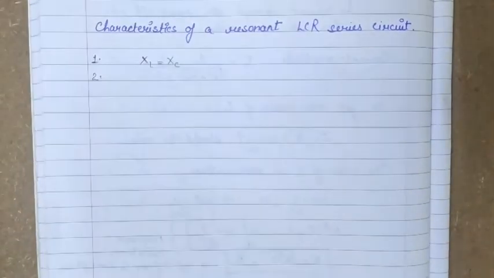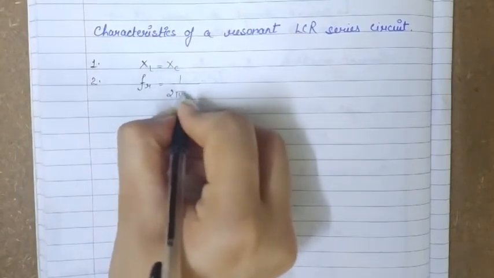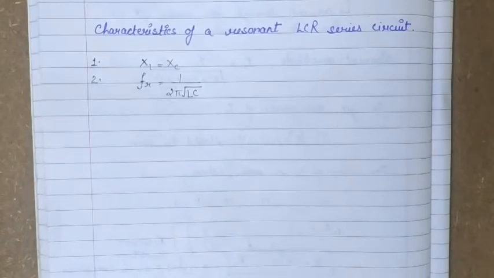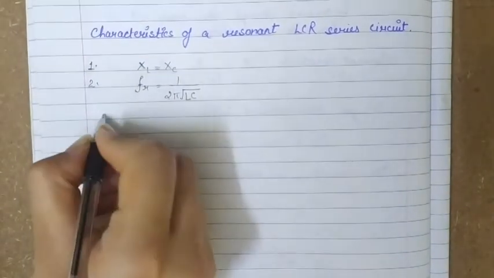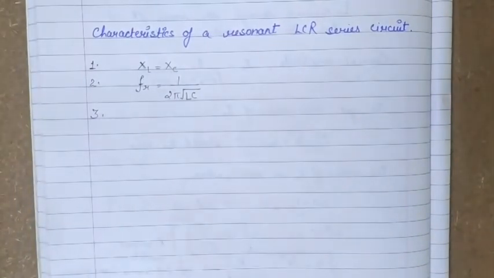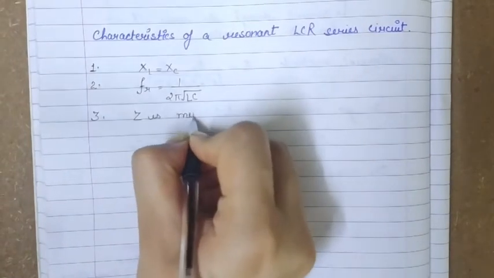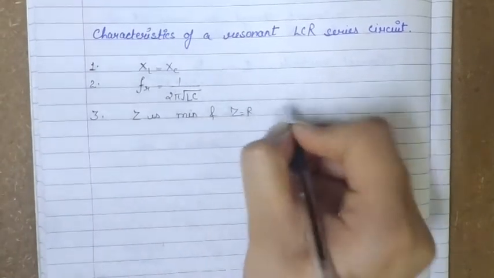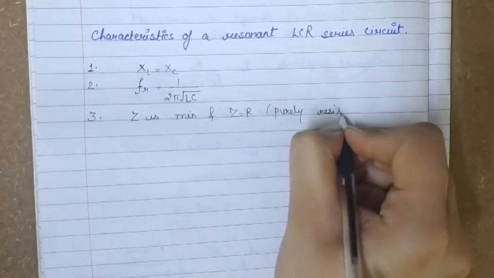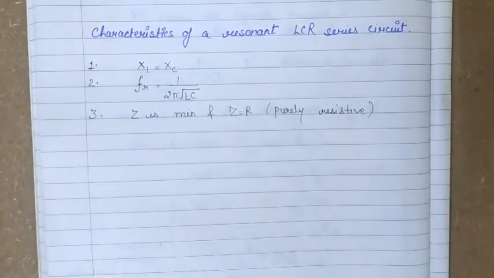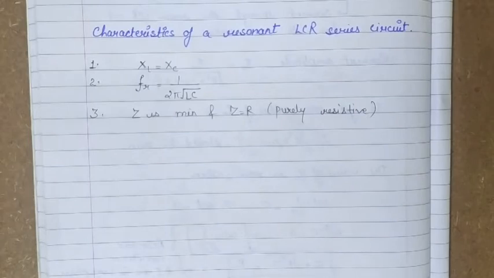Second is, the resonant frequency for such a circuit is 1 upon 2 pi under root LC. This we have calculated just now. Third thing is, the impedance is minimum and purely resistive. Z is minimum and Z is equal to R. That means purely resistive. No reactance will participate in the impedance in such a situation. So the circuit has minimum impedance and it is purely resistive.